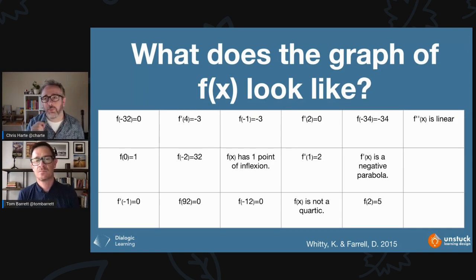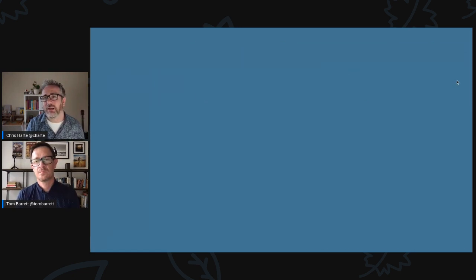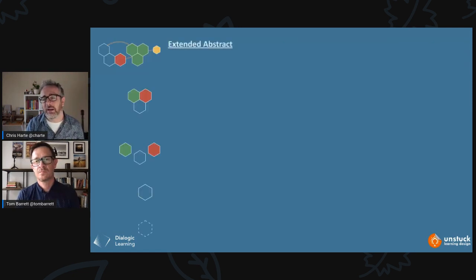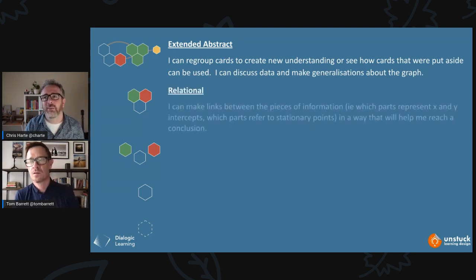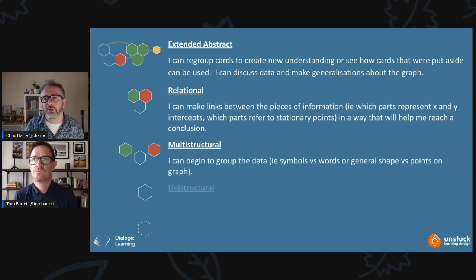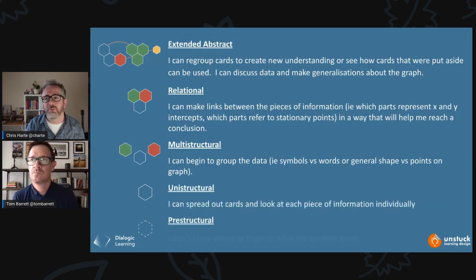But importantly, Kimberly and Diane not only created this brains on the table activity, they also created the start of a growth ladder. We haven't talked about growth ladders yet, but we're going to get to that. Really it was saying, what can the students do? What do we expect to see when they're working at the different levels? So at relational, multi-structural, I'll just bring them all up, unistructural and pre-structural.